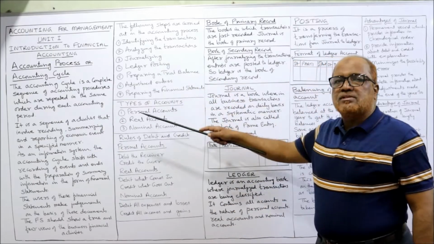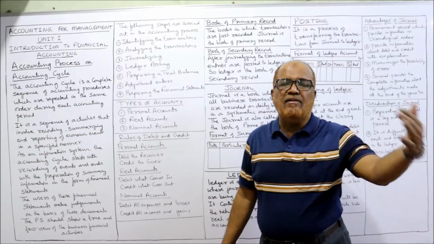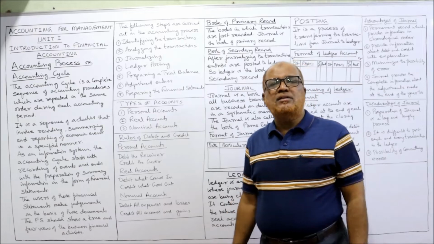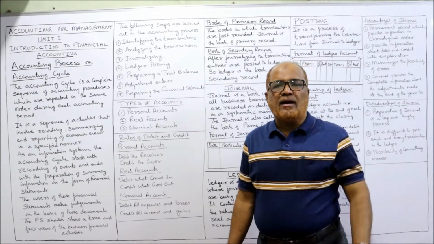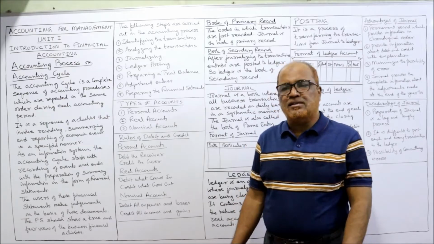So these steps are the steps in the accounting process. It will get repeated every year. That's all. So in examination, you may get a question like explain the accounting process. So whatever I've explained right now, that will be enough for writing an examination.